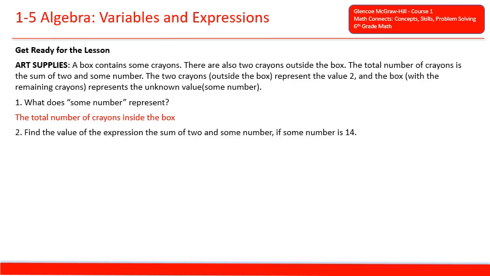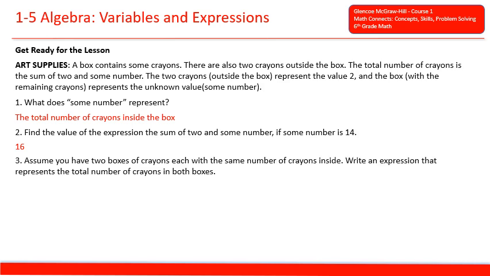Find the value of the expression, the sum of 2 and some number, if some number is 14. So if we add 2 and 14, which represents some number, we get 16. Assume you have 2 boxes of crayons, each with the same number of crayons inside. Write an expression that represents the total number of crayons in both boxes. So we have 2 boxes with 14 crayons inside. So we have 2 times some number.